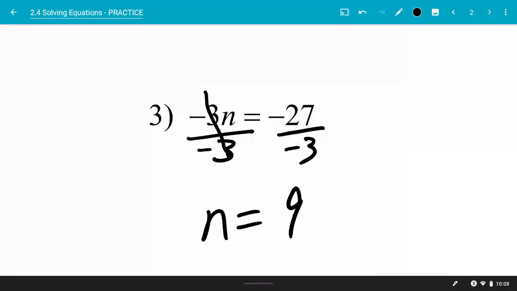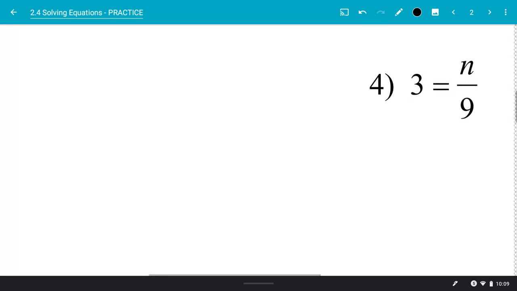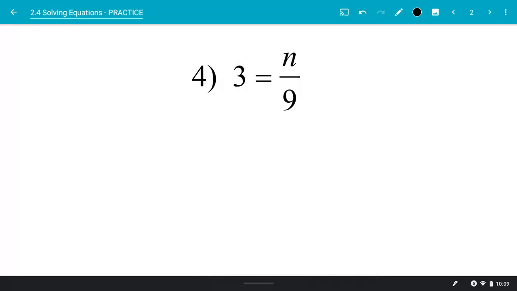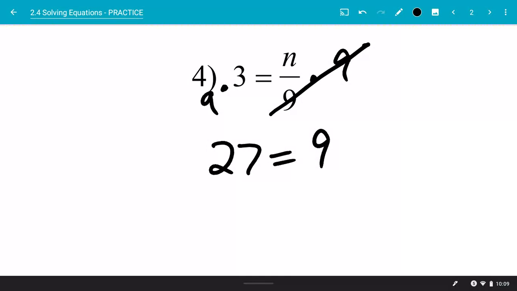Simple enough, doing okay. The last type of problem we might have would be division. What's the inverse of division? Multiplication. So 9 times 9 cancels, and then times 9 on the other side. 3 times 9 is 27 equals n. Now here's the cool thing. Oops, n, not 9.